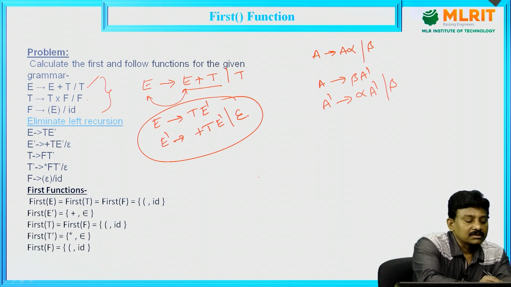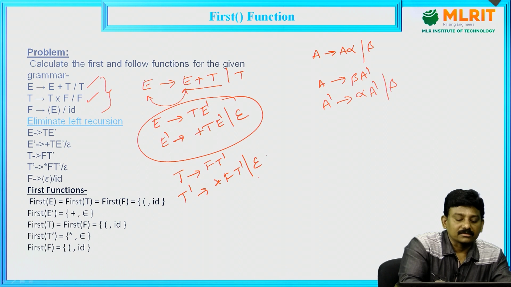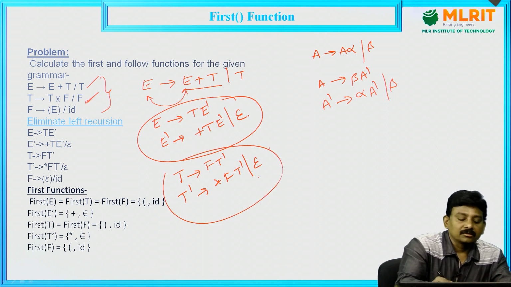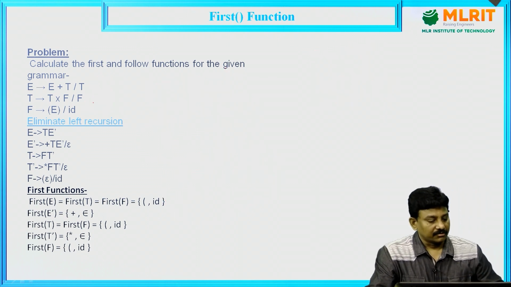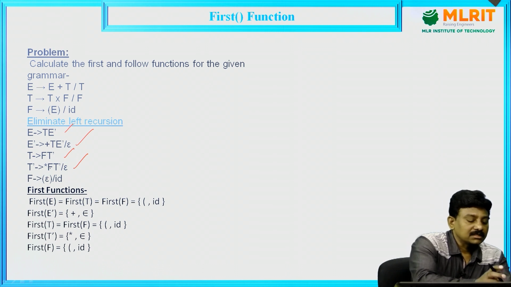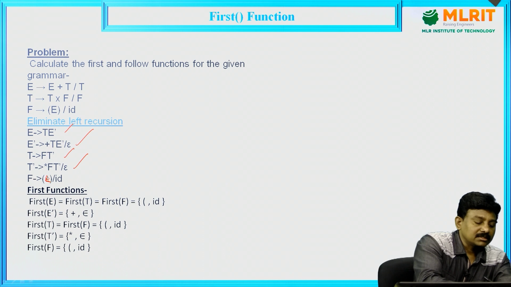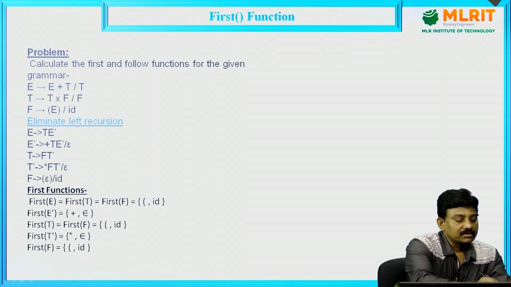Then the second rule, T derives T star F or F, is also left recursive. We can eliminate it: T derives F T dash, T dash derives star F T dash or epsilon. The second rule will be replaced by these three rules. The third rule is not left recursive. So after eliminating left recursion: E derives T E dash, E dash derives plus T E dash or epsilon, T derives F T dash, T dash derives star F T dash or epsilon, F derives (E) or ID. Now we have to calculate the first function for these rules.